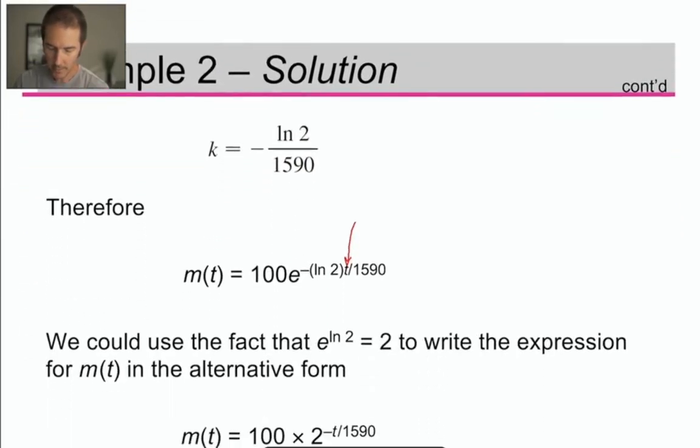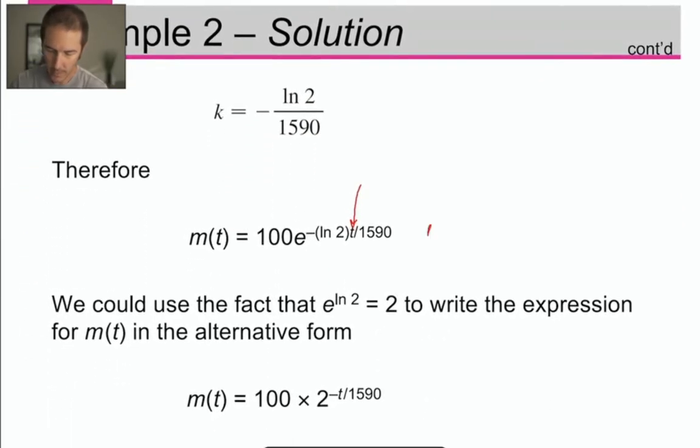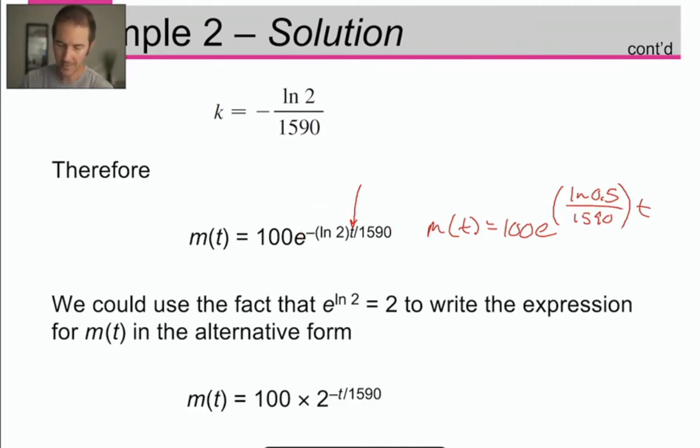So that's my k value, and then I would write that m of t is equal to my initial amount of my radioactive substance, which was 100 milligrams, times e to the my k value, natural log 0.5 over 1590, times t. I don't know why that's any less tidy than writing it this way. So again, whichever way you want to write it is fine. It's fine with me. I'll never see.